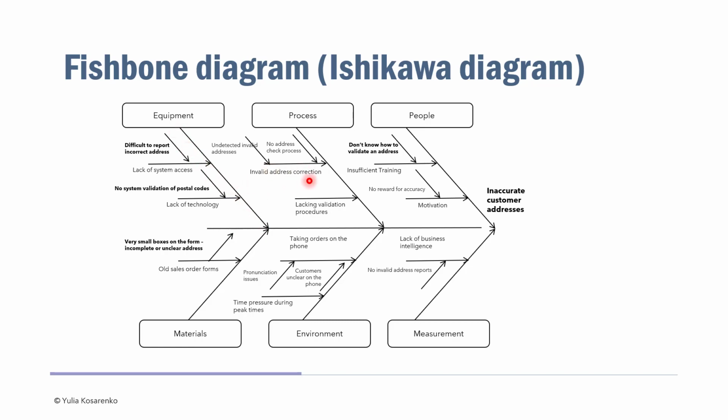Invalid address correction. Why are we having problems with invalid address correction? Because we don't have any address check process, or because we don't even detect invalid addresses. So you keep adding primary, secondary, and tertiary root causes by asking why until you get to the point where you think, okay, this is it.